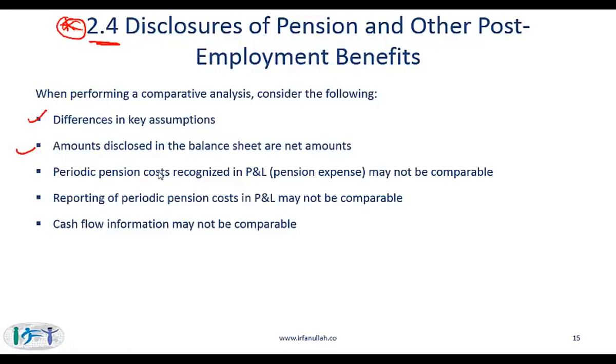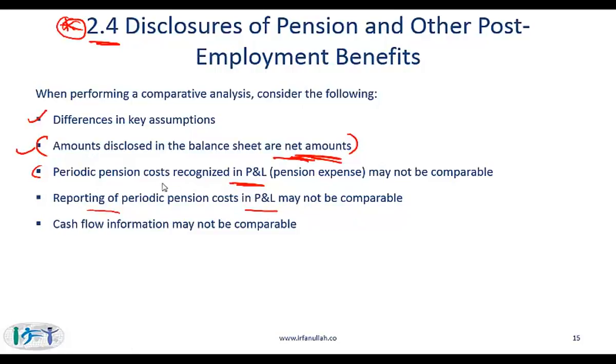The assumption about changes in salaries might be different. The amounts disclosed in the balance sheet are net amounts. This is another point that you keep in mind, and we'll talk about how to deal with this. What is meant here? The fact that what is reported is either the net asset or the net liability. Then pension periodic costs are recognized in the P&L, but the numbers might not be comparable, and we'll talk about this. Reporting of pension costs in P&L may not be comparable.